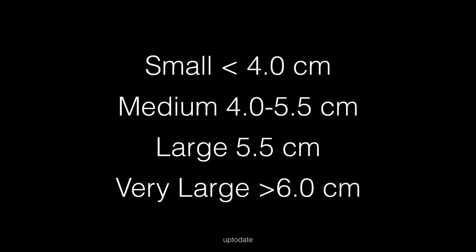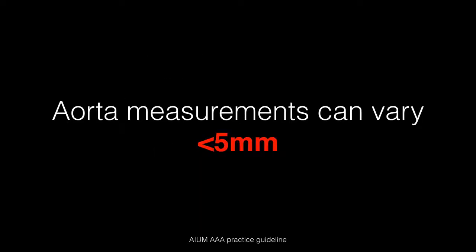Abdominal aortic aneurysms may be classified as small, medium, large, or very large, which carry a different risk of spontaneous rupture. Of note, when measuring the abdominal aorta with ultrasound, the measurements can vary from exam to exam, but should vary less than 5 millimeters between exams.